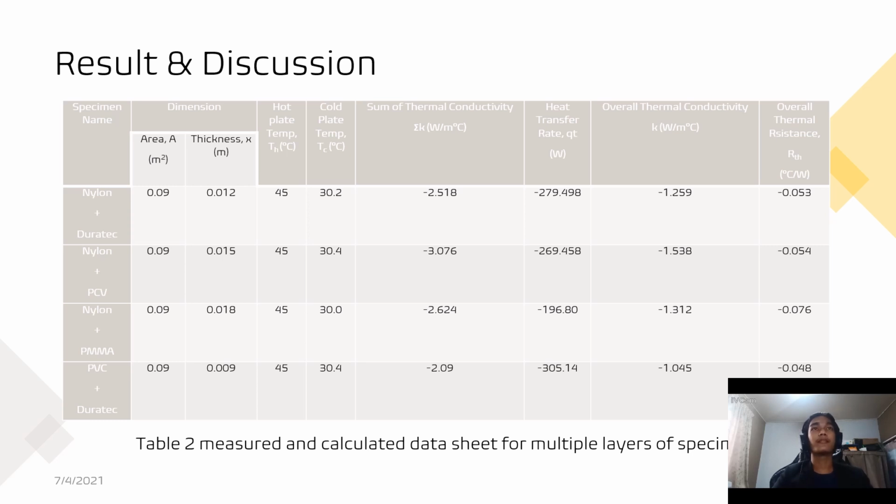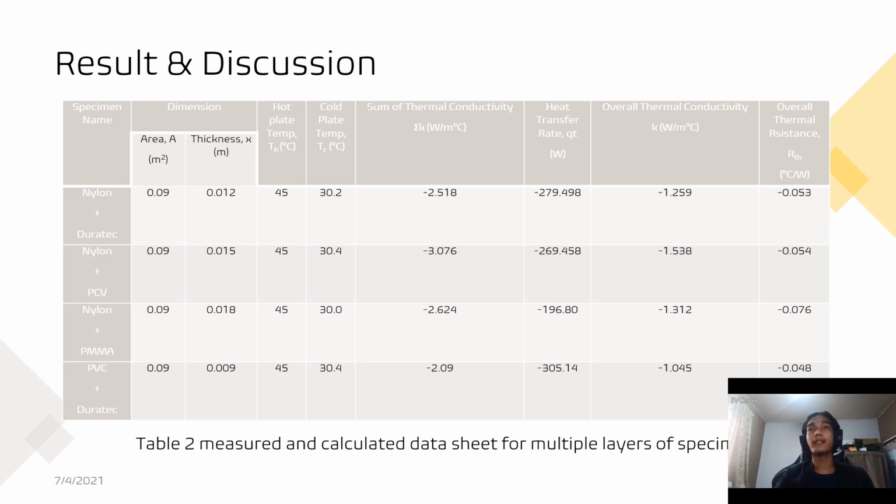The sum of thermal conductivity is negative 2.518. The heat transfer rate, the QT, is negative 279.498. The overall thermal conductivity, which is the K, is negative 1.259, while the overall thermal resistance is negative 0.053.